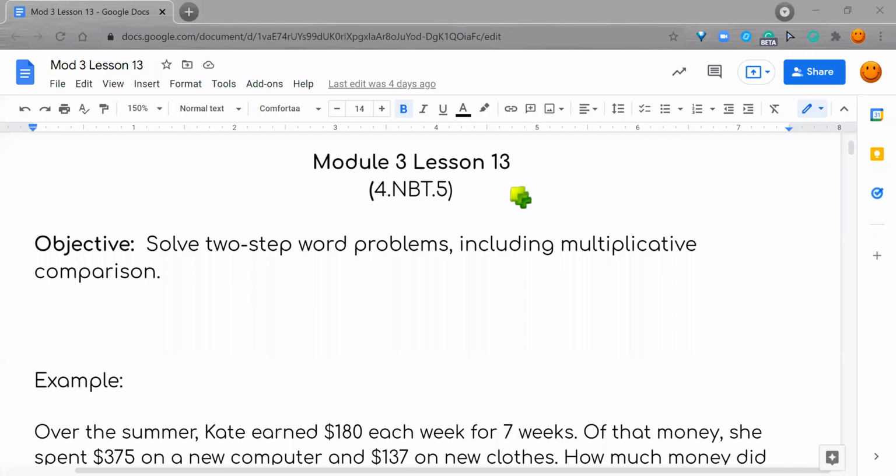Hey you guys, it's Miss Alexander, and today we're doing Module 3, Lesson 13 in Engage New York. And the objective of this lesson is to solve two-step word problems, which include multiplicative comparisons.